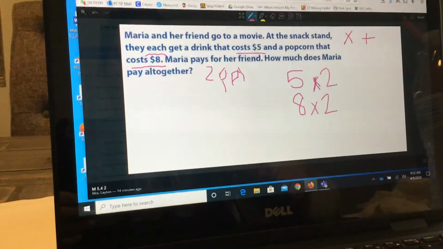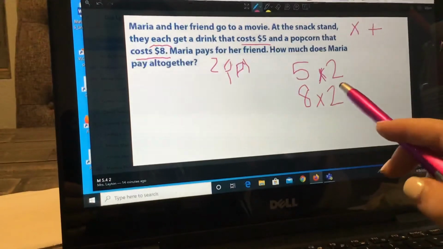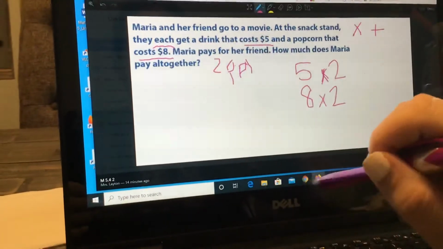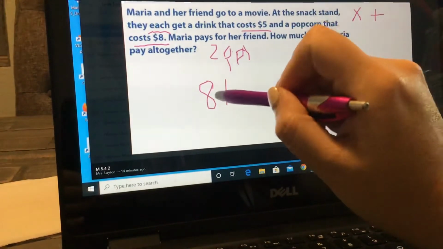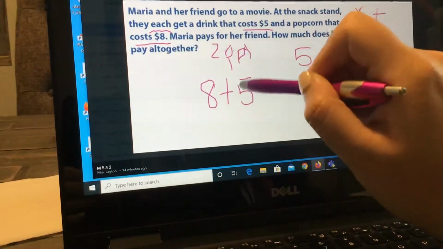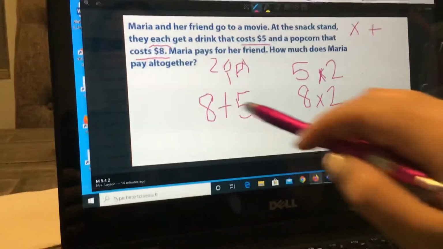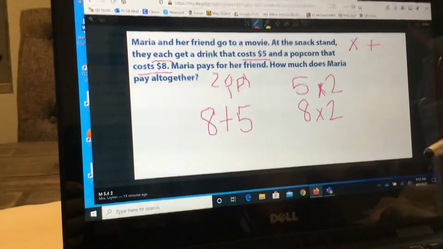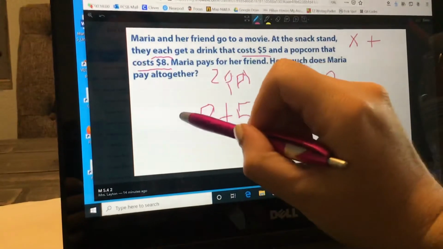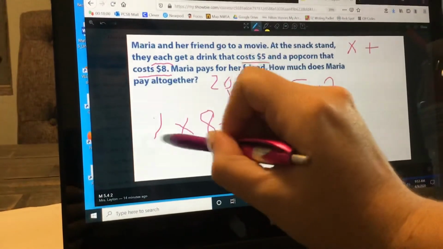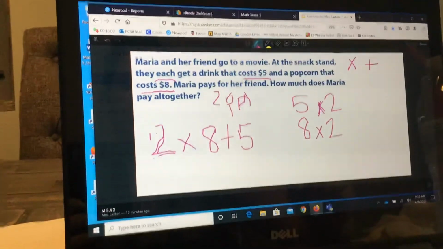So let's think about how much does Maria spend on herself? Well, we have to add up the drink and the popcorn, right? So we know that we're doing 8 plus 5. That's the drink and the popcorn, right? But remember, she does this how many times? 2 times, because she does it for herself and for her friend. Okay, so now we have 2 times 8 plus 5.